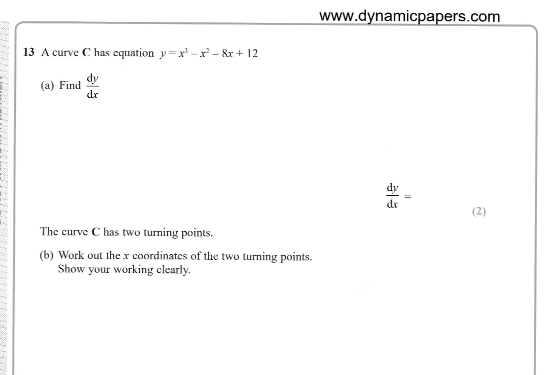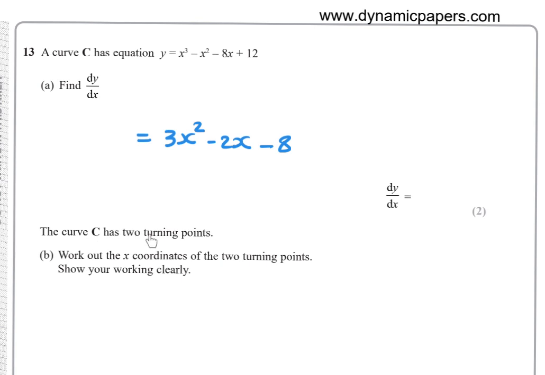Number 13. A curve C has equation y equals x to the power 3 minus x to the power 2 minus 8x plus 12. Find dy over dx. dy over dx equals: the derivative of x cubed is 3x squared. The derivative of x squared is 2x, and we have negative, so negative 2x. The derivative of negative 8x is negative 8. The derivative of 12 is 0. So this is dy over dx.